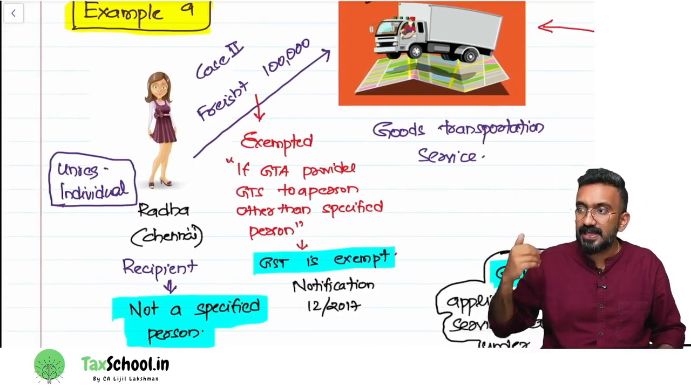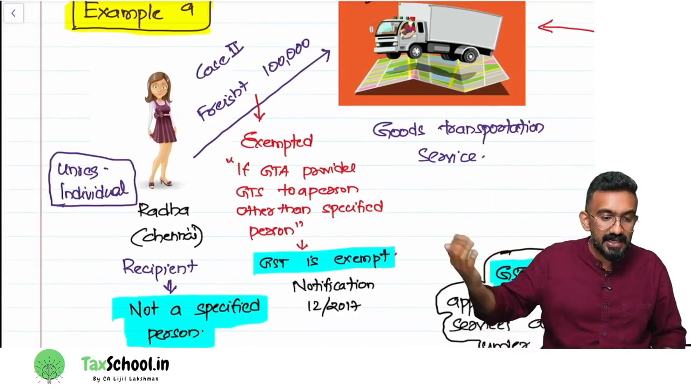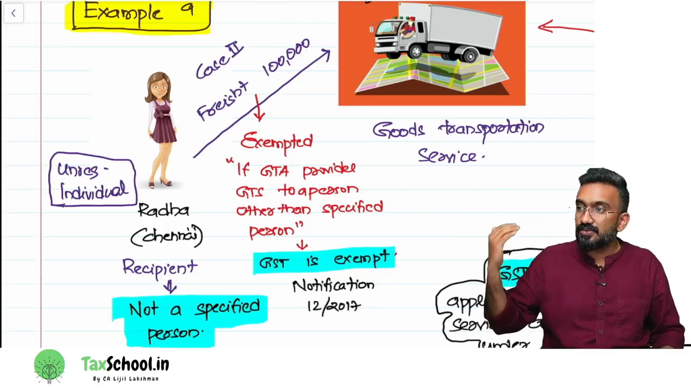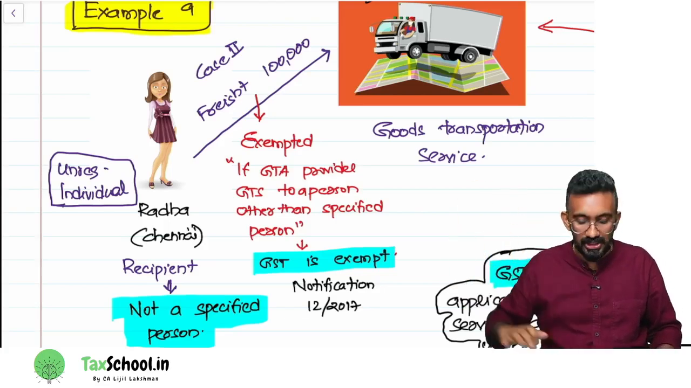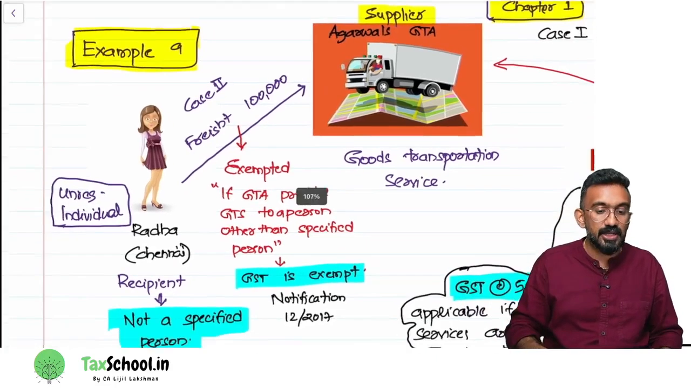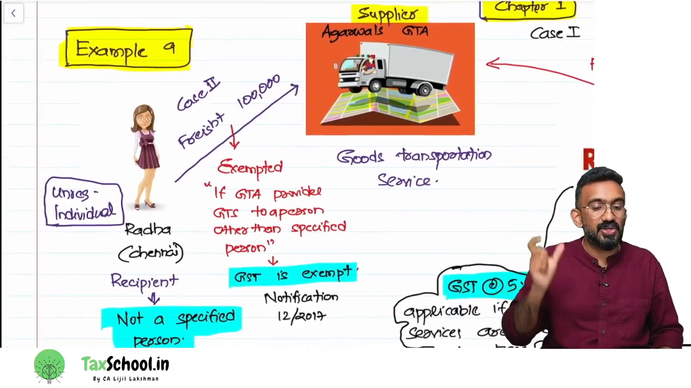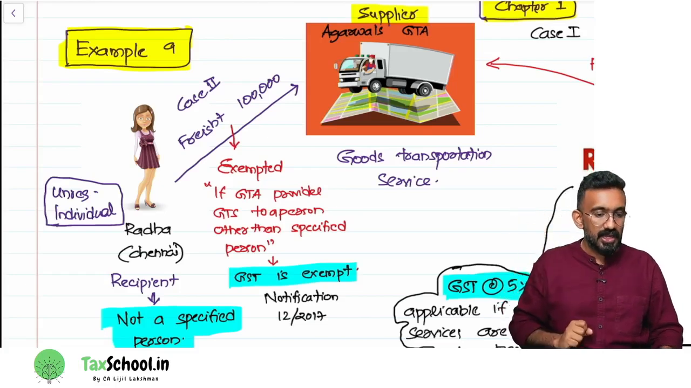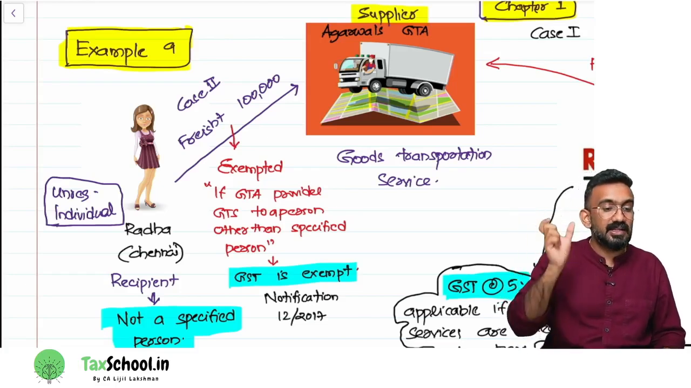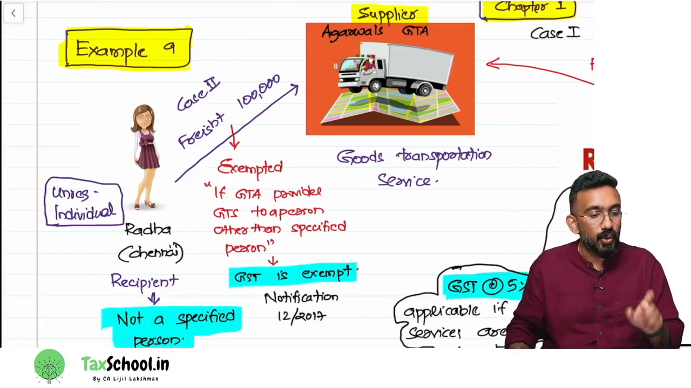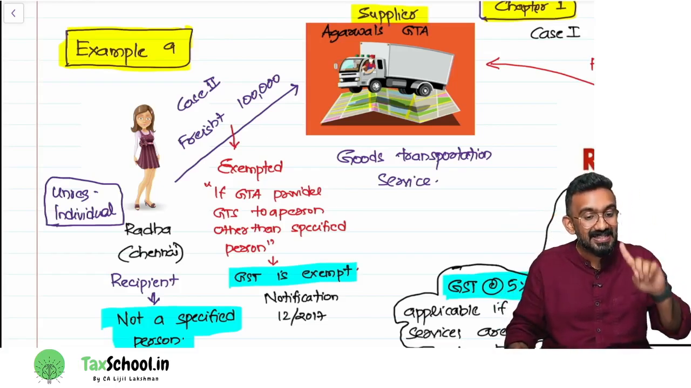Let's assume that instead of Reliance Retail paying this particular 1 lakh rupees, the freight of 1 lakh is paid by Radha to Agarwal GTA. Then who's considered to be the recipient under GST? It is Radha who's considered to be the recipient because Radha pays the consideration. In that case, is Radha considered to be a specified person? Is it under BPL SCARF? No, because she is an unregistered individual.